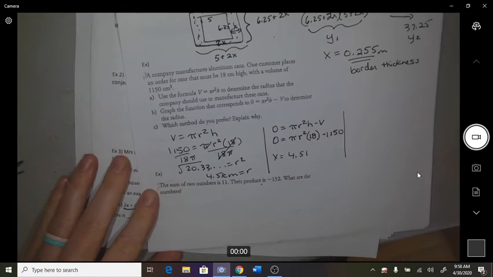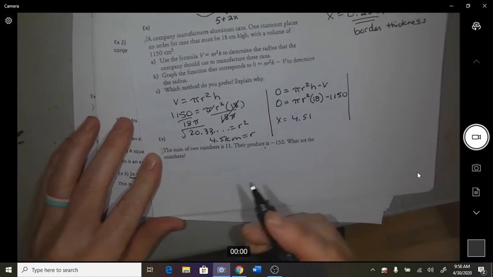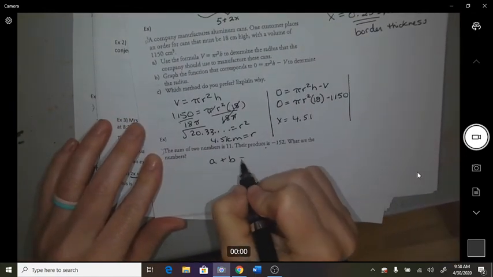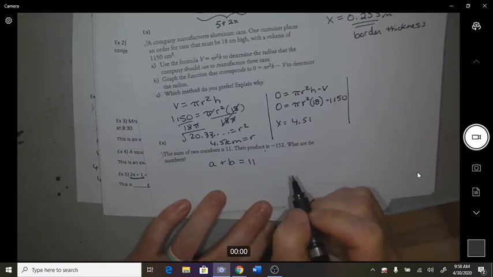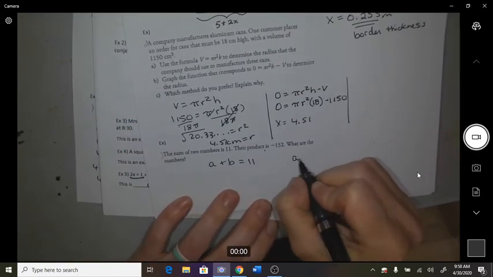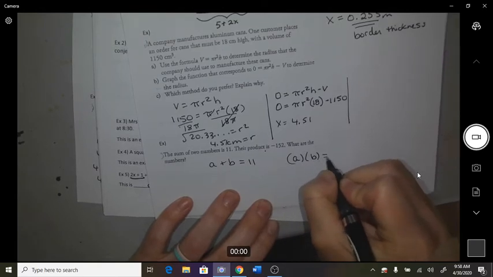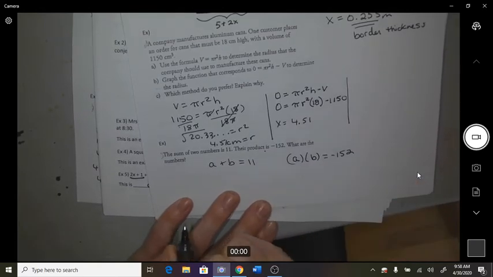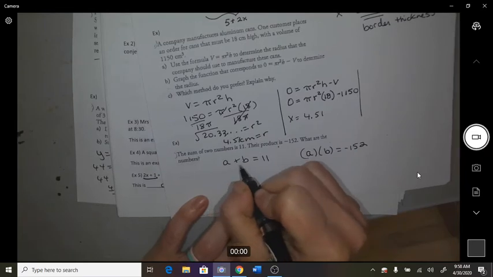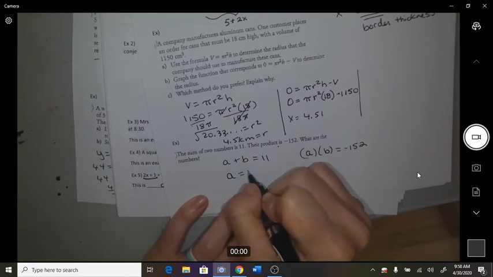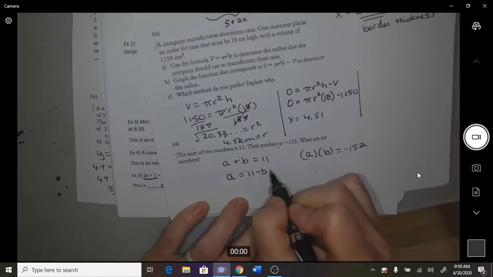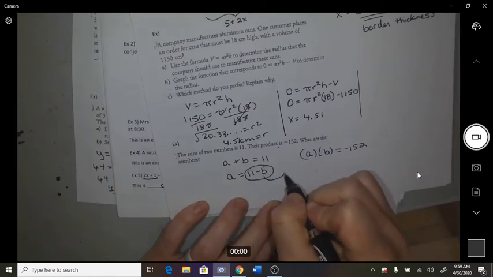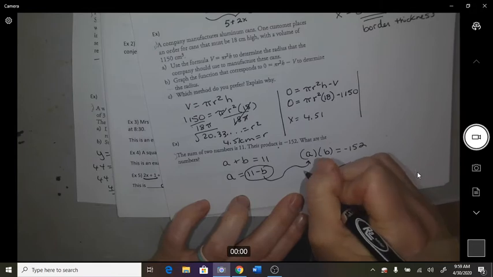Okay, next one. The sum of two numbers is 11, so a plus b equals 11. Their product is negative 152, so a times b equals negative 152. So what I'm going to do is rearrange here and isolate something. Okay, so I moved the b over. So now this is equal to a, so I can go in there and replace my a.